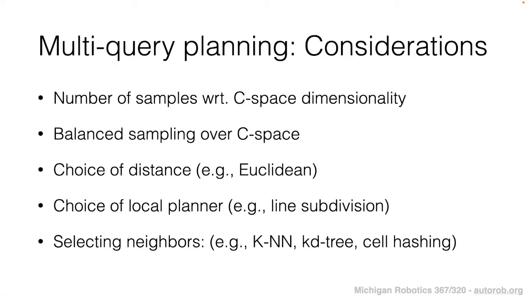Finally, one other important consideration for these multi-query planning algorithms is to consider how it is that you select neighbors within the roadmap construction, because this will have a big effect on the efficiency of the overall construction algorithm, whether you use, for example, k-nearest neighbors or a KD tree or some sort of hashing operation. These can have big impacts on the efficiency and also the resulting planning performance.